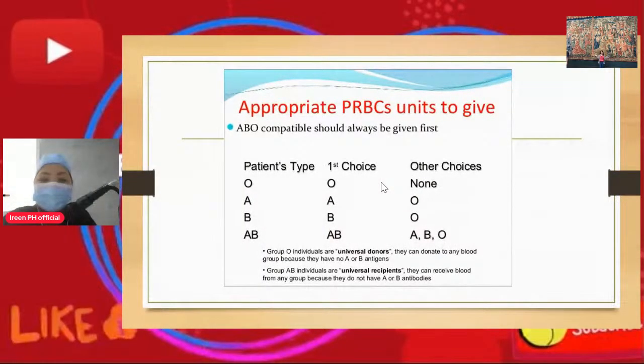For appropriate PRBC, packed red blood cell units, ABO-compatible units should always be given first. Patient type, first choice, other choice. For patient type O, the first choice is O. For A, the first choice is A and the other choice is O. For B, the first choice is B and the other choice is O. For AB, the first choice is AB and the other choice is A, B, or O.